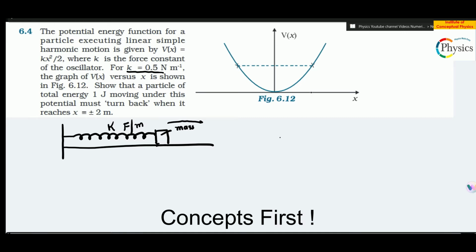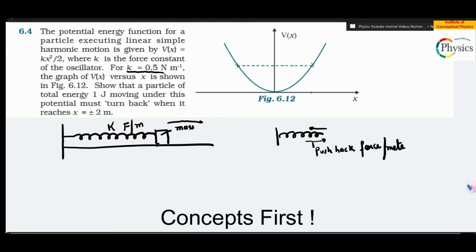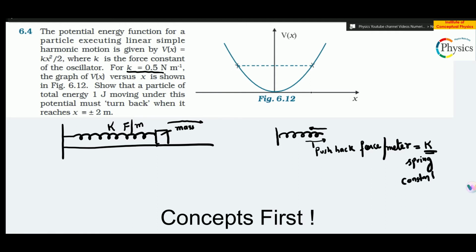So if you have a spring like this and you compress it, it will push you back. Now this pushback force per meter is fixed for a spring and is called the spring constant K. I will just write it as spring constant. Similarly, take the spring at the position where it is neither compressed nor elongated.